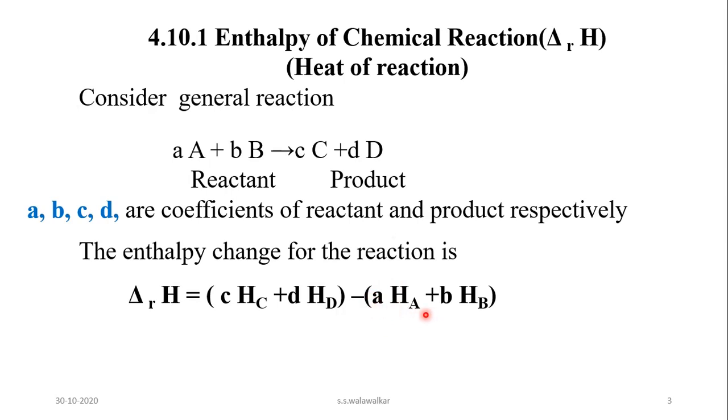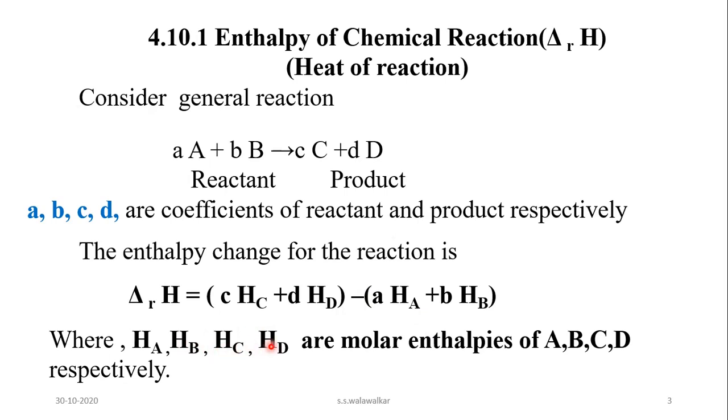the total enthalpy of reactants. Here H A is the enthalpy of reactant A, and a into H A is the total enthalpy of reactant A, plus H B is the enthalpy of reactant B, and b into H B is the total enthalpy of reactant B. So a into H A plus b into H B is the total enthalpy of reactants, and c into H C plus d into H D is the total enthalpy of products. So H A, H B, H C, H D are the molar enthalpies of A, B, C, D respectively.